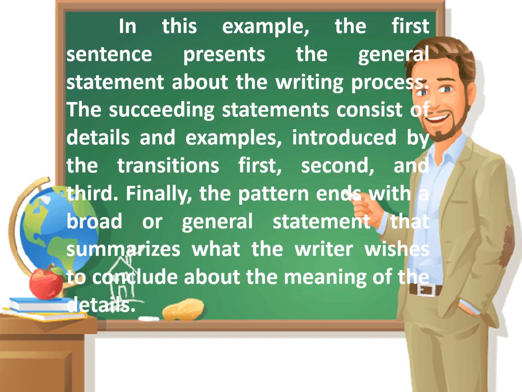In this example, the first sentence presents the general statement about the writing process. The succeeding statements consist of the details and examples, introduced by the transitions first, second, and third. Finally, the pattern ends with a broad or general statement that summarizes what the writer wishes to conclude about the meaning of the details.